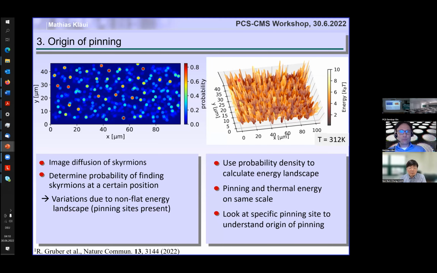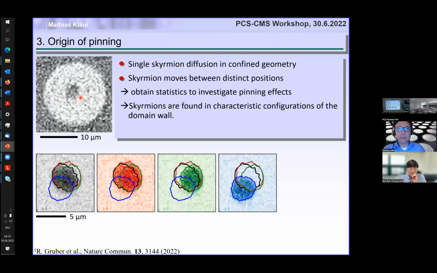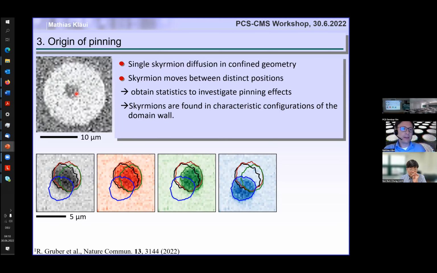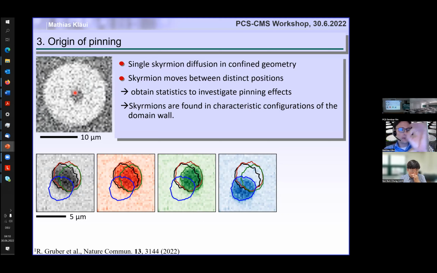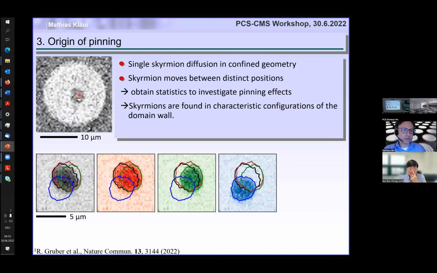But the question is why and how is it pinned? There have been a lot of reports where people modeled the pinning simply by fixing the center of the skyrmion at a certain position. But then we zoom in and we see the following behavior. Now here you can see the skyrmion which is moving around. And when it is moving around, it's not actually moving as a whole to any position, but you see it likes to stay in certain positions.